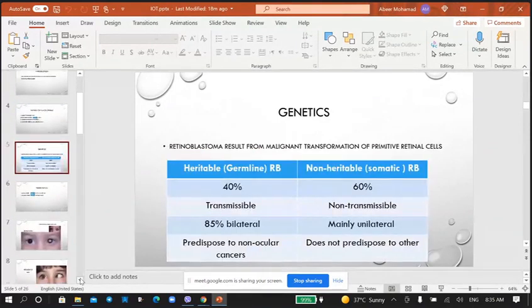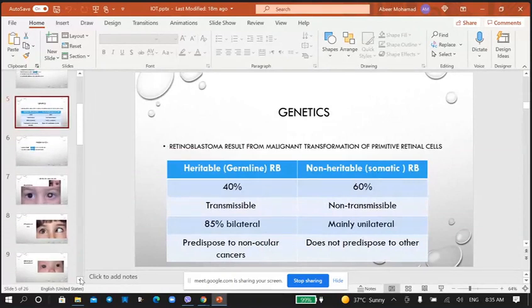Regarding the genetics of retinoblastoma, it is very important to differentiate between two types: heritable germline retinoblastoma and non-heritable, also called somatic, retinoblastoma. Retinoblastoma results from malignant transformation of primitive retinal cells before final differentiation, because these cells disappear within the first year of life. The tumor is seldom seen after 3 years of age. This is why we see it only in the first two to three years of life. These primitive cells will undergo final differentiation, so it is in the primitive cells that malignant transformation happens. So, as I said, it may be heritable or non-heritable.